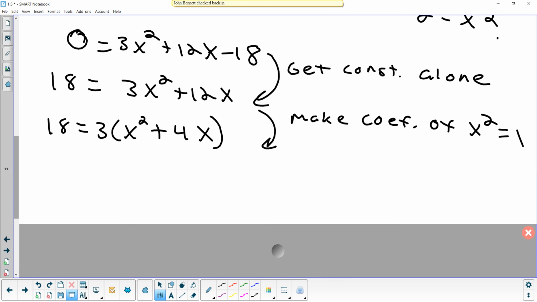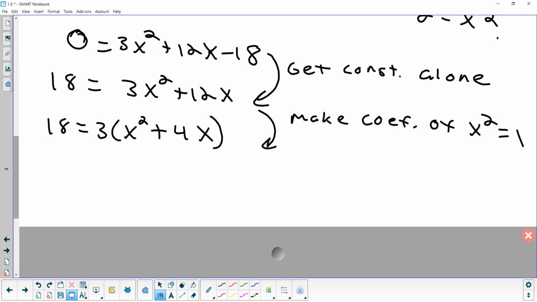Okay, now we're ready to complete the square. What we're going to do now is add something to both sides of the equation. This is where we have to keep it balanced. But we have to add something very special, and this is the whole trick.